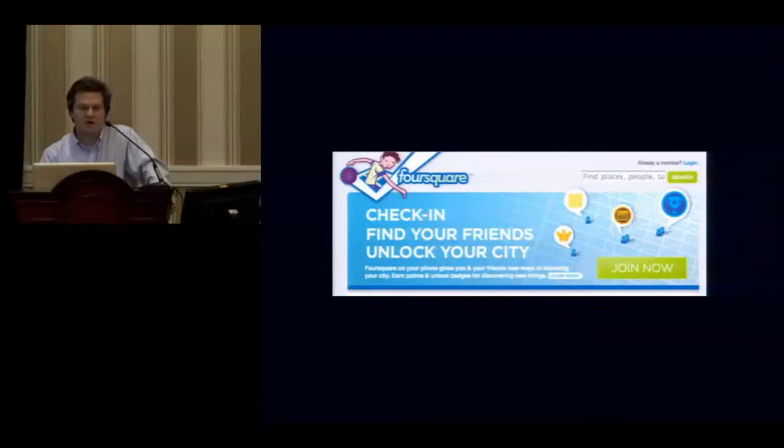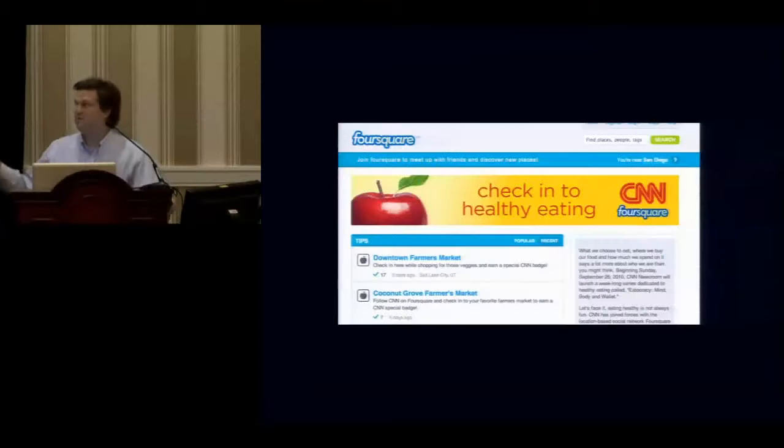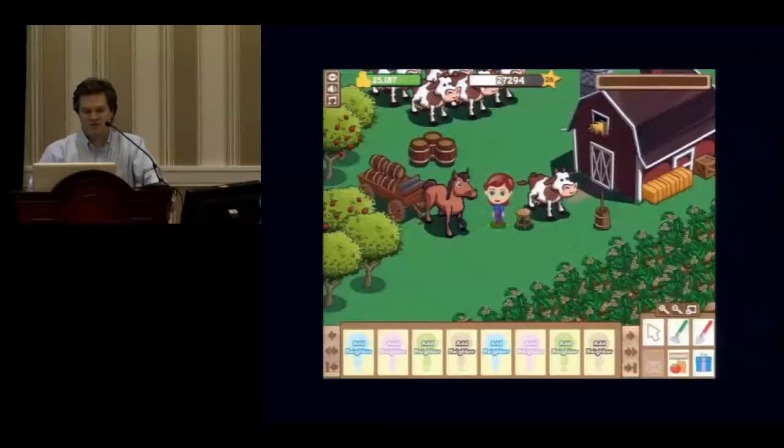Foursquare represents one of the early gamification platforms, of course mobile and location-based. But they've done some things like a healthy eating badge that CNN sponsored, trying to marry opportunities in health with the platform that they have, as a simple early example of some of the things they've done.